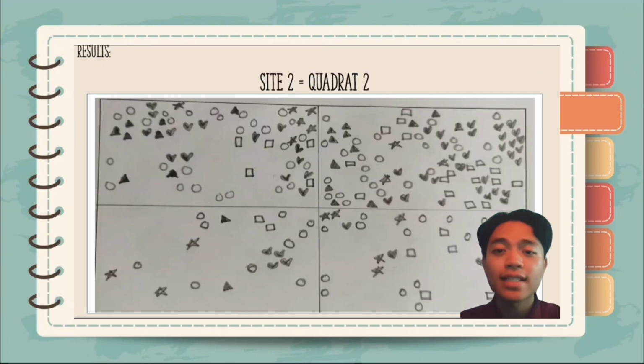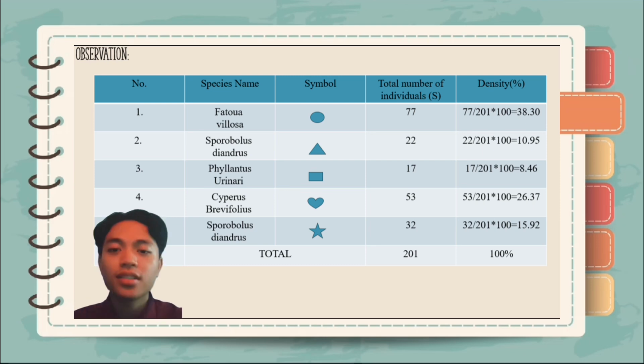So here we can see the picture shown here is the quadrat of the site, that is K. Each symbol represents a different species. In the observation, the first species we got is Pothophylla villosa, which has a total number of individuals 77. With a density of 38.20%, it indicates a preference for conditions that support its growth. This species likely thrives in areas with sufficient light and soil moisture, which are crucial factors influencing its distribution.